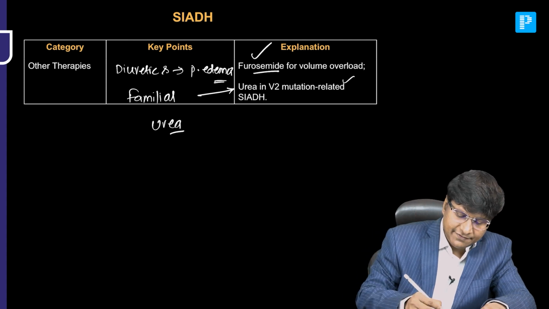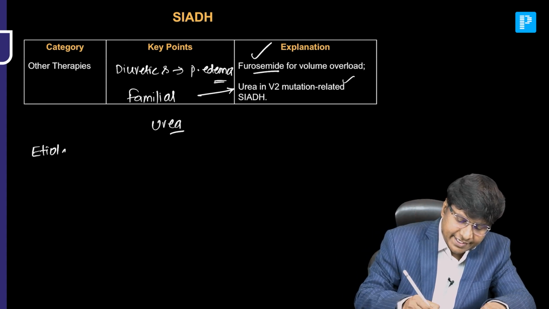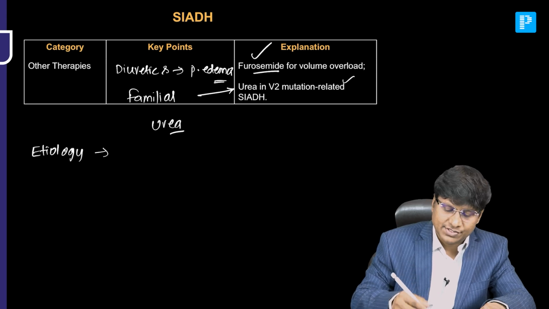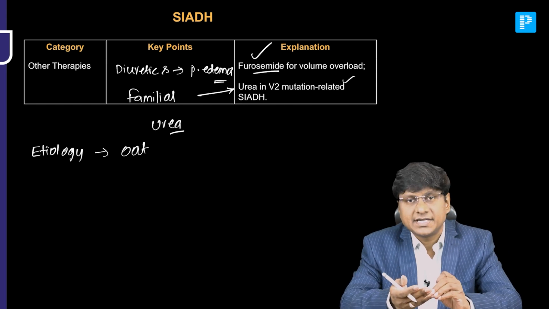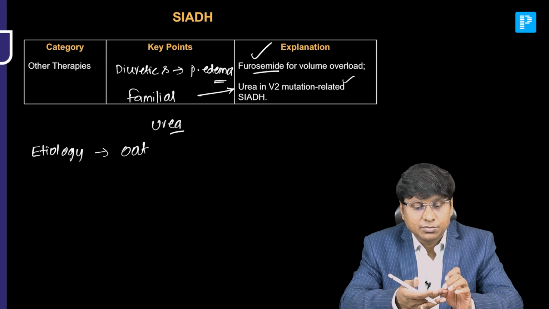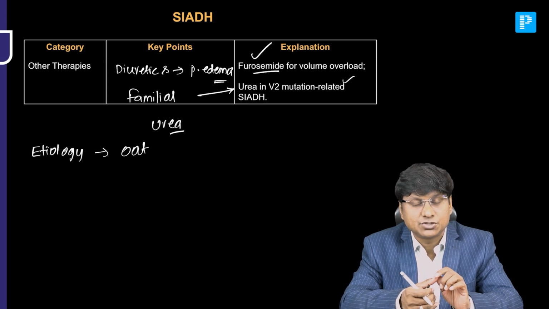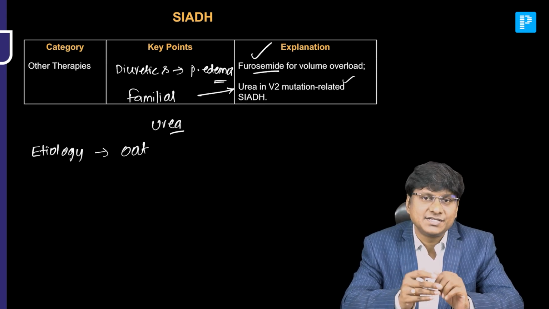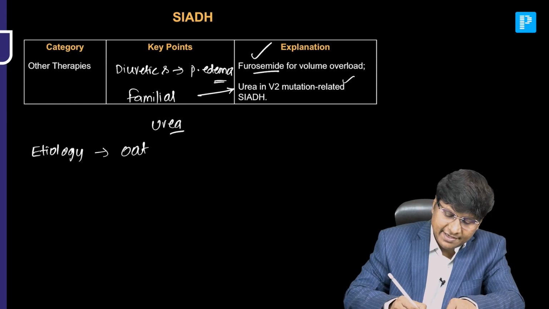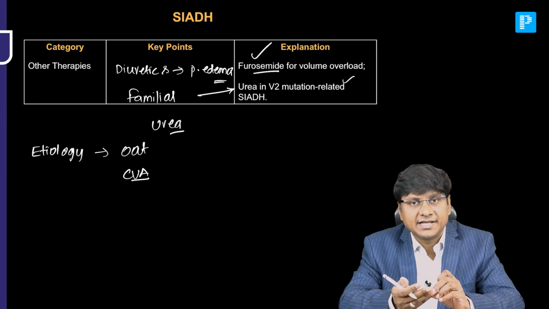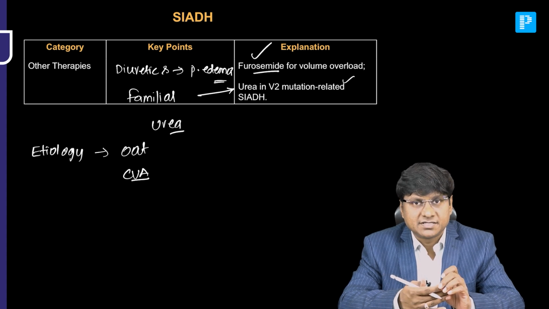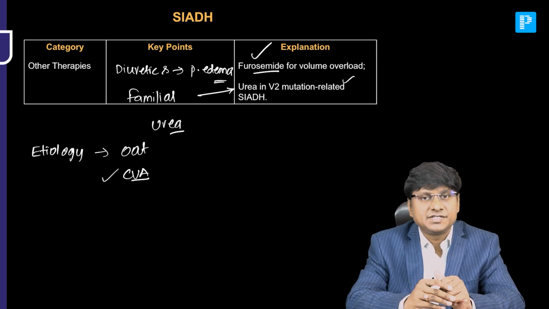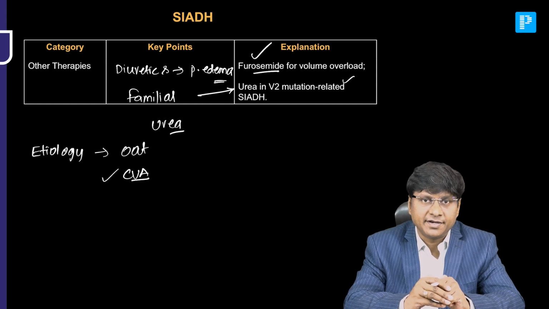Then lastly, if you see the etiology that causes SIADH, it is observed in certain malignancies like oat cell carcinoma, carcinoma of the stomach, esophagus, colon, pancreas, lung, and thymoma. Then Ewing sarcoma. These are all malignancies where you can have SIADH. Then we have central pathologies like cerebrovascular accident, Guillain-Barré syndrome, multiple sclerosis, amyotrophic lateral sclerosis. These central pathologies can cause the syndrome of inappropriate antidiuretic hormone.